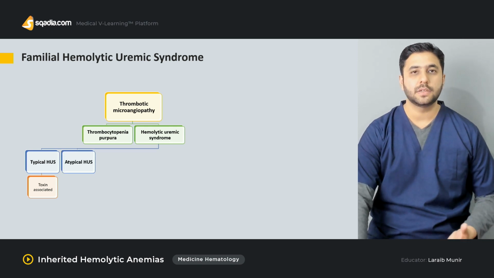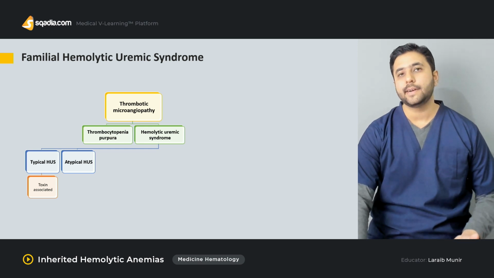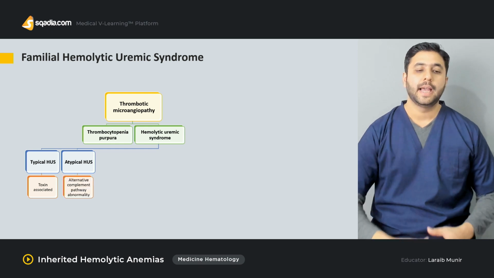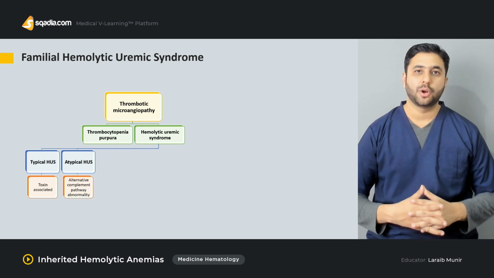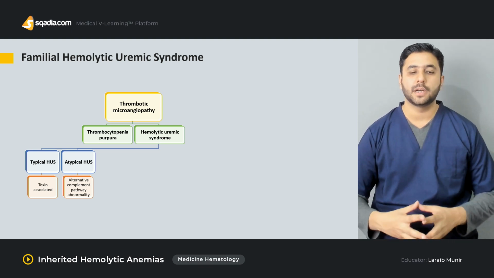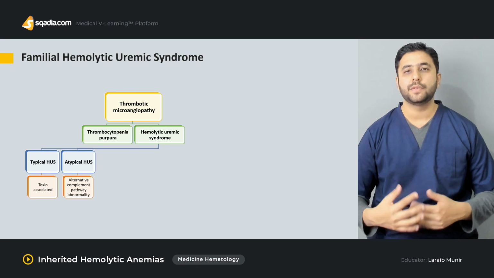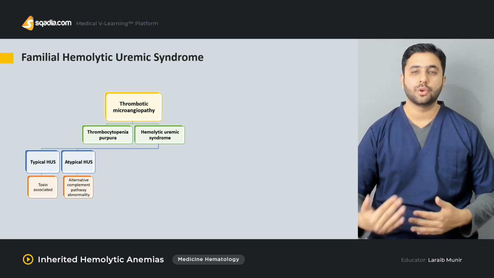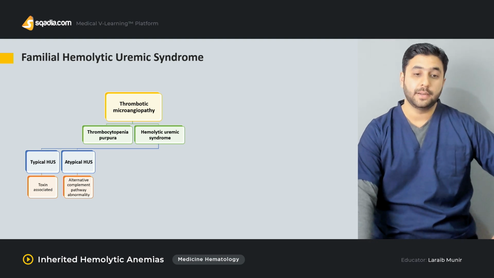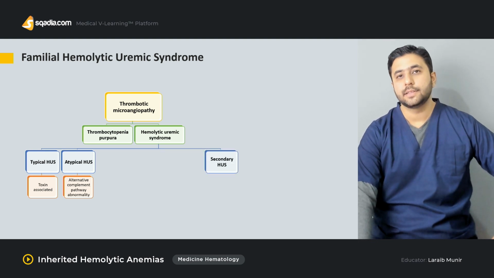The one which we are concerned with today is the atypical hemolytic uremic syndrome, or the inherited type of hemolytic uremic syndrome. These patients generally have an alternative complement pathway problem, because some problem outside the RBCs in the complement pathway leads to the development of hemolytic anemia and then the whole plethora of thrombocytopenia and uremia develops. There are certain other secondary causes of hemolytic uremic syndrome as well.